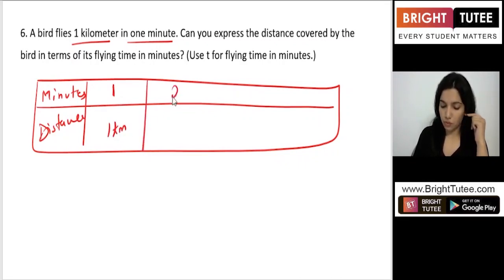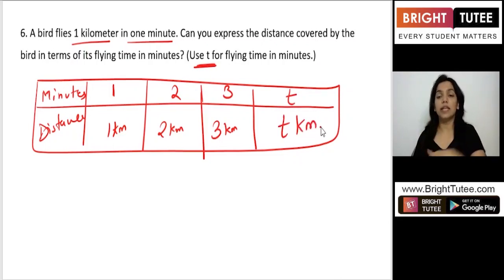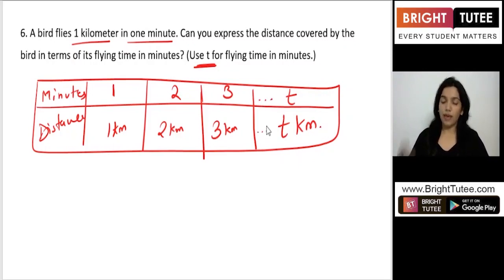Okay, if it is 2 minutes, it will be 2 kilometers. If it is 3 minutes, it will be 3 kilometers. If it is x minutes, it will be x kilometers. Because we need to use T, if it is T minutes, it is T kilometers. I hope this is clear. Here we have directly used this particular table to find the expression, so that we can find the number of kilometers for any time that is given. Okay, so here the expression that we have formed is, let's write the expression.